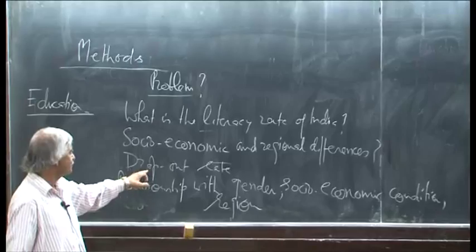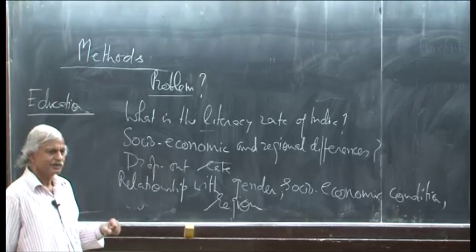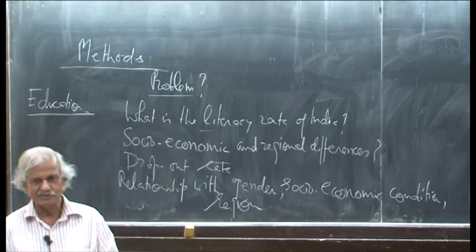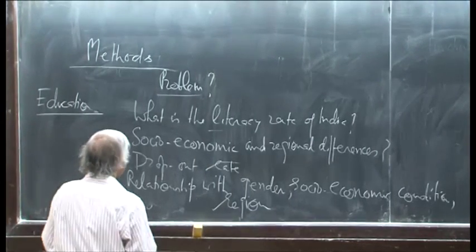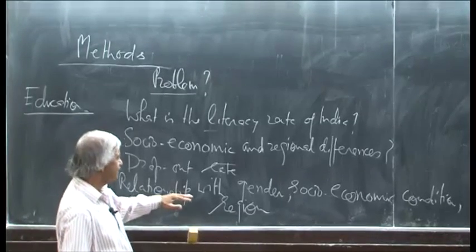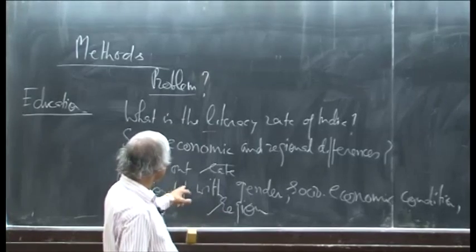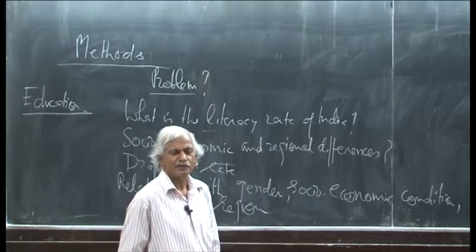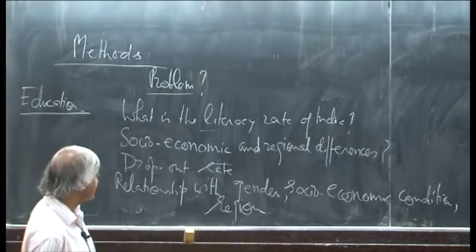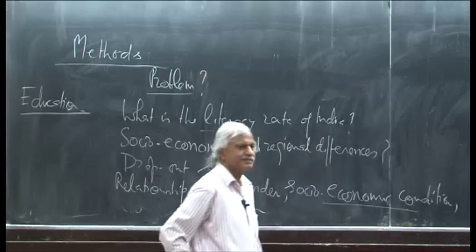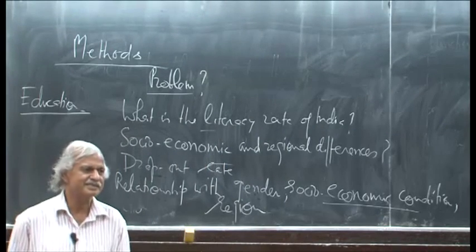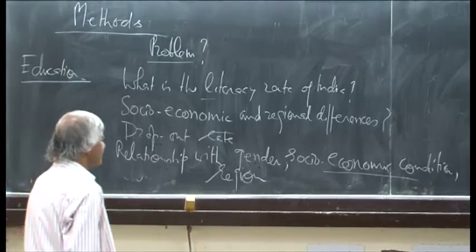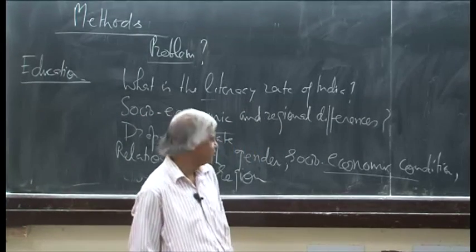What are dropout rates? What proportion or percentage of children drop out, stop going to school at primary level, secondary level, at the level of graduation, post-graduation? And what is the relationship between dropout rate and gender? We know that in our country, dropout rate among girls is higher than among boys. Socioeconomic conditions may mean urban rural areas, caste, community, economic level, education of parents, and so on.